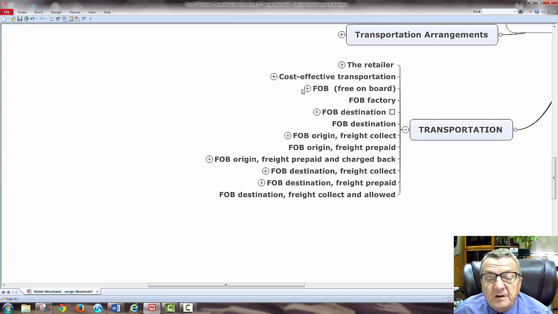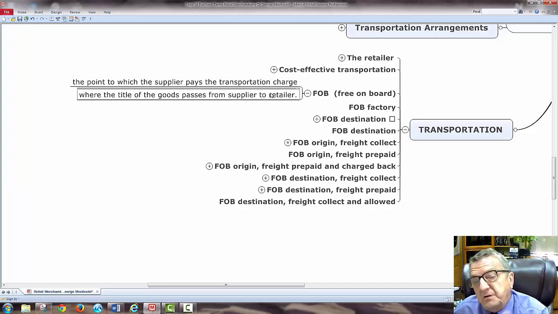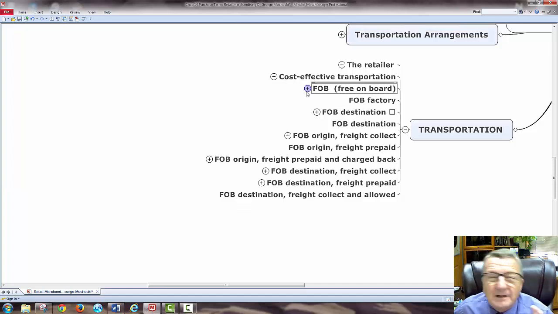Okay, now free on board. Free on board means the point up to which a supplier pays a transportation charge, not free, where the title of the goods passes from the supplier to retail. Once you get it, it's yours. I'll ship it to you free. And it's not really free.